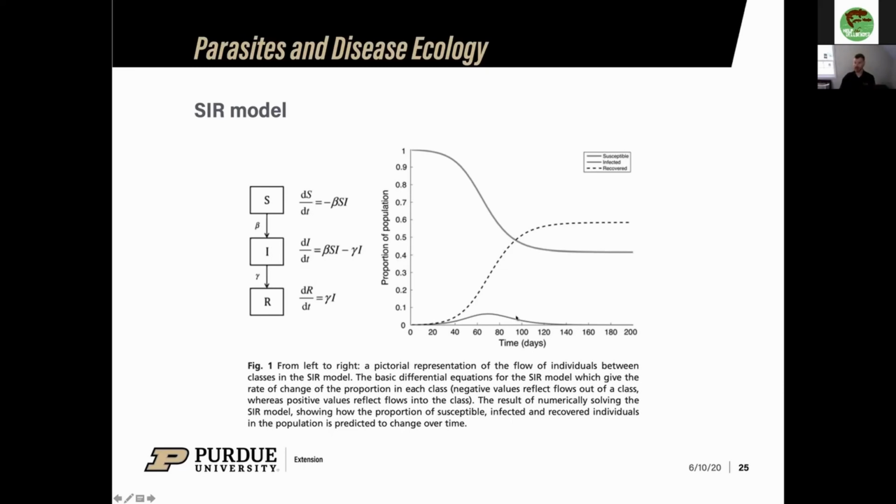But in this particular example, based on the parameters that were used, you'll notice we actually don't infect the entire population. Some individuals never get the infection, and about 60% of them do get the infection and recover from that infection.